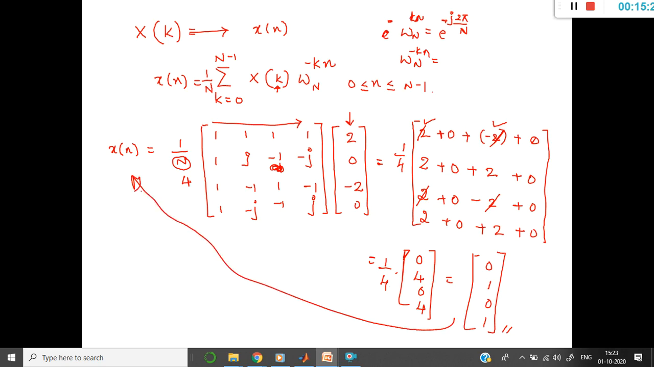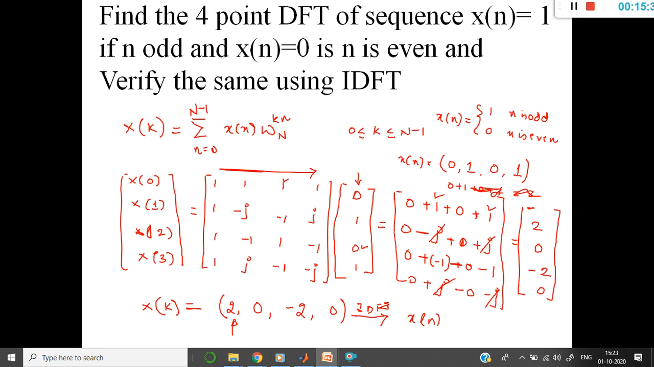So any doubts in this problem? If not, what we did in this example: we initially learned how to write the input sequence, because the problem is given in statement form. I need to understand where to write 0 and where to write 1. So here this is a very simple example.